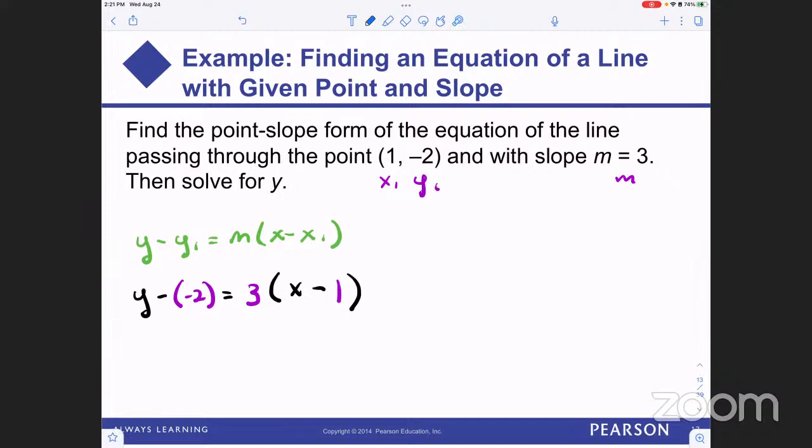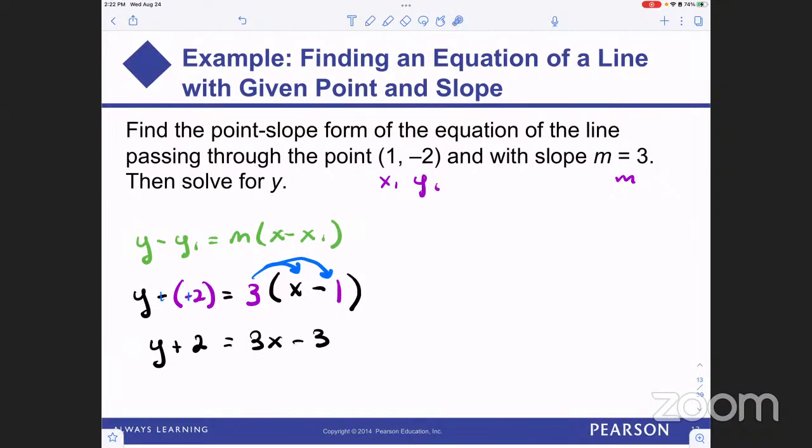For instance, I see at least two things. We got this three. I'm a fan of distributing this three. We can distribute the three. And we got a double negative over here, so we can make those positive. So let's account for those changes. On the left, we're going to have y plus two. On the right, we're going to have 3x minus three.